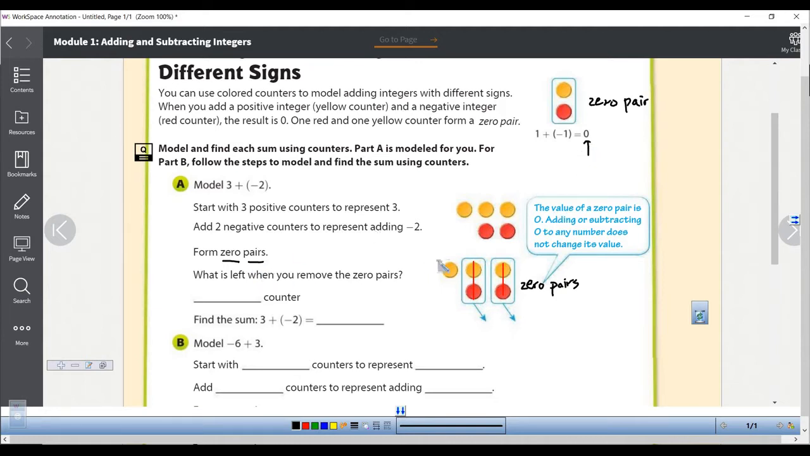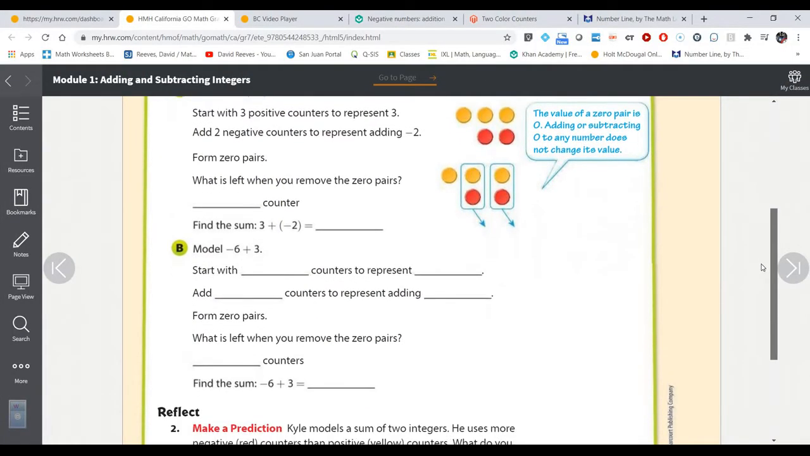So what is left when you remove the zero pairs? One yellow counter is left, and a yellow counter is positive 1. So 3 positives plus 2 negatives makes a positive 1. All right, then they give us another problem.